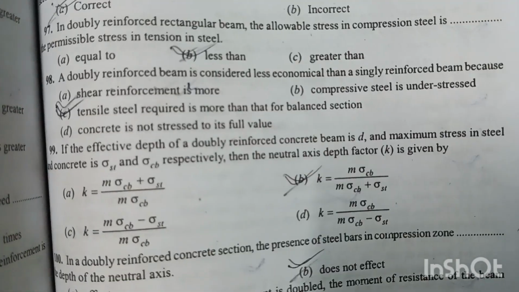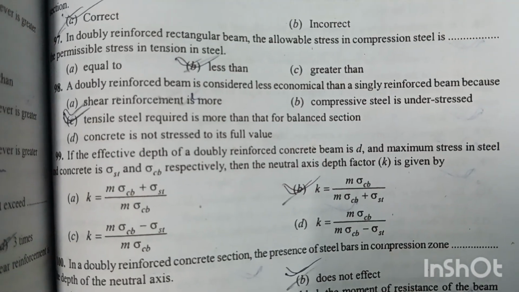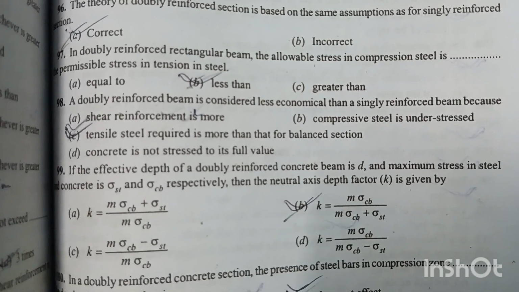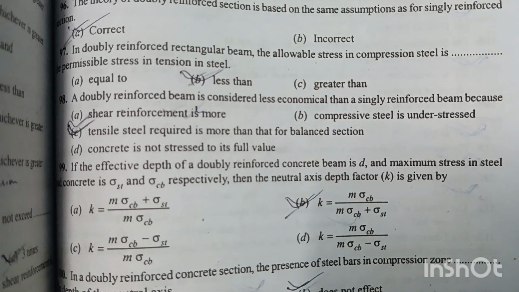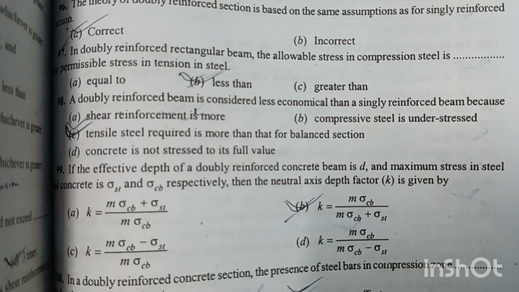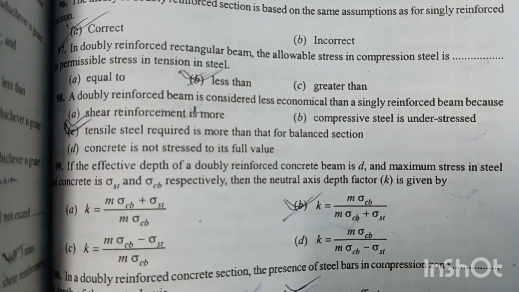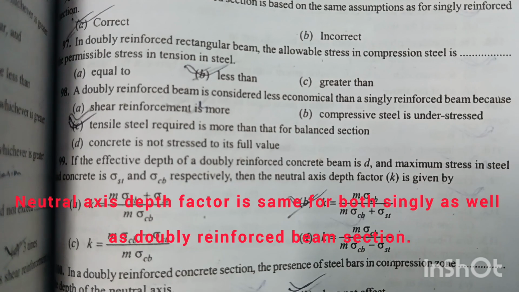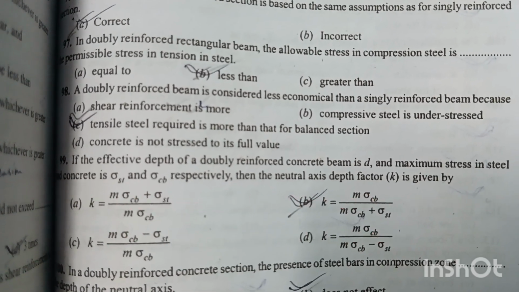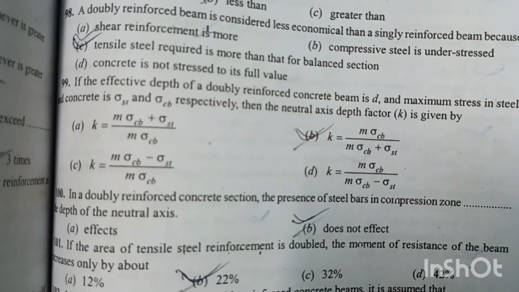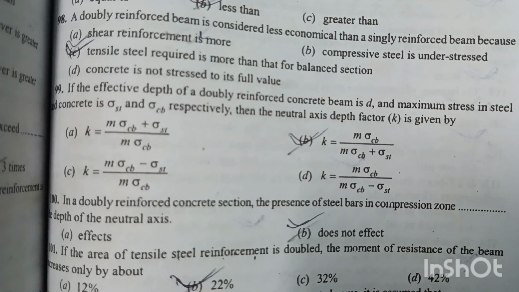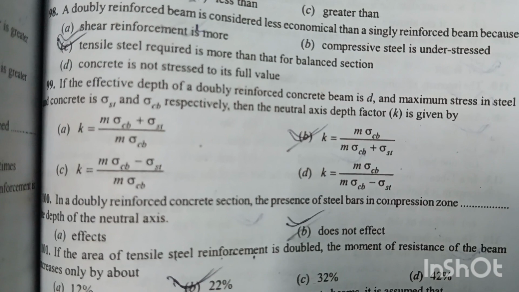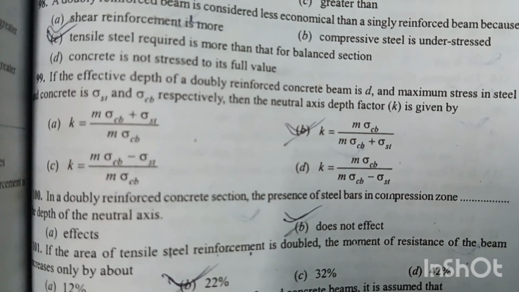Question number 99. If the effective depth of a doubly reinforced concrete beam is d, and maximum stress in steel and concrete is σst and σcbc respectively, then neutral axis depth factor k is given by: Option B is right answer, mσcbc divided by mσcbc plus σst. Question number 100. In a doubly reinforced concrete section, the presence of steel bars in compression zone does not affect the depth of neutral axis. Option B is right answer.